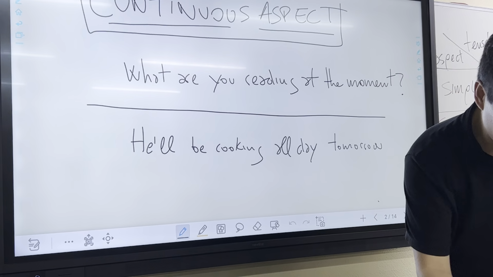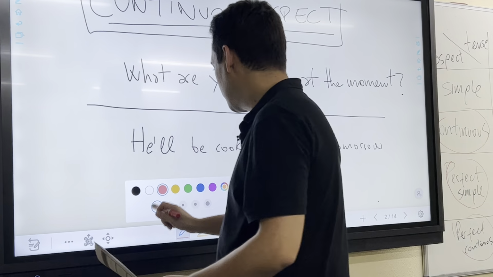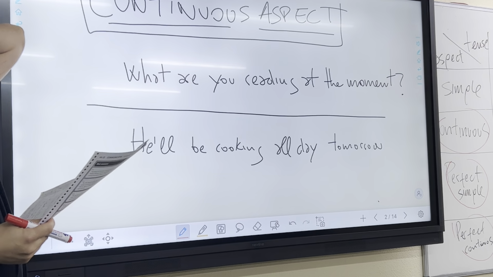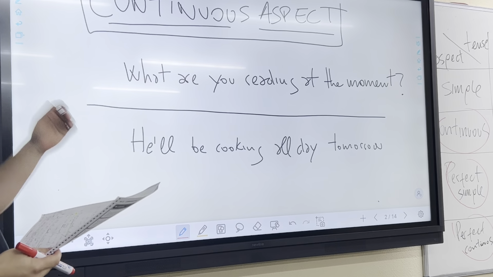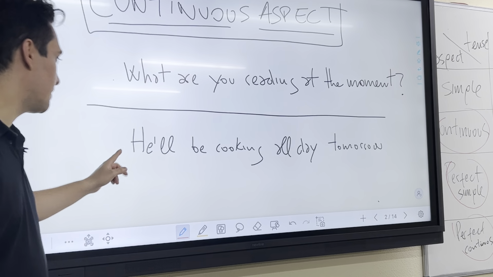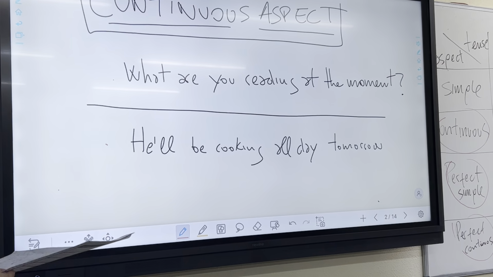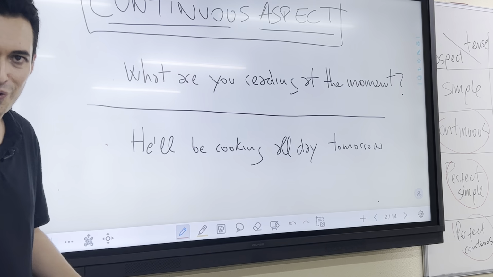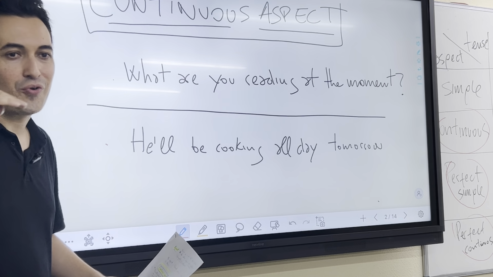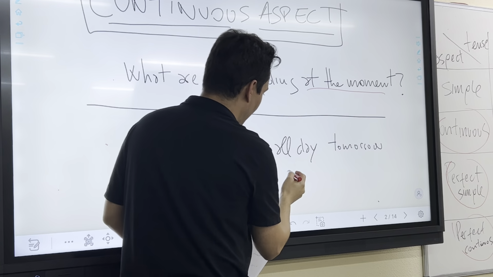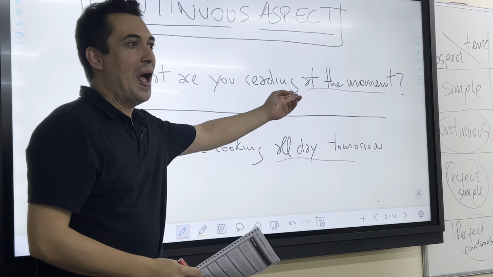So what does the continuous aspect do? I have some examples here. Have a look at these sentences. Sentence number 1, what are you reading at the moment? Sentence number 2, he'll be cooking all day tomorrow. This is basic. The explanation will go from basic to more and more difficult. So: at the moment, all day tomorrow.